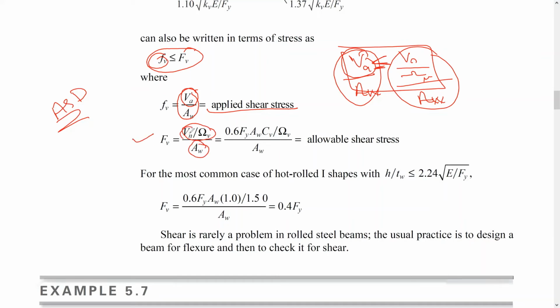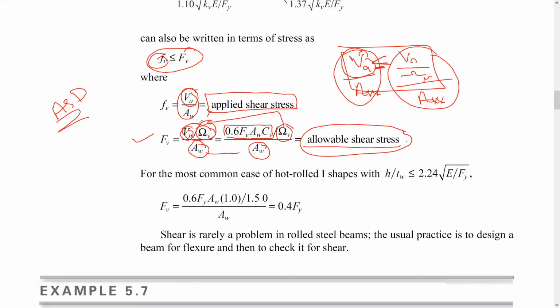Vn here is 0.6 times Fy times the web area Aw times C sub V, which we took a moment ago, divided by area and divided by the safety factor. This is the allowable shear stress. The allowable shear stress should be greater than the applied shear stress, so the applied should be less than or at least equal to the allowable shear stress.